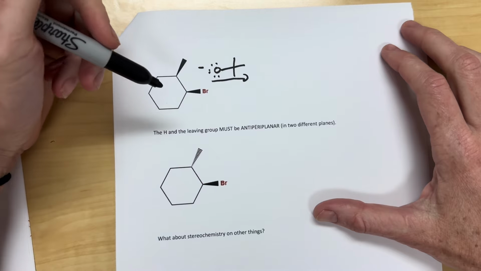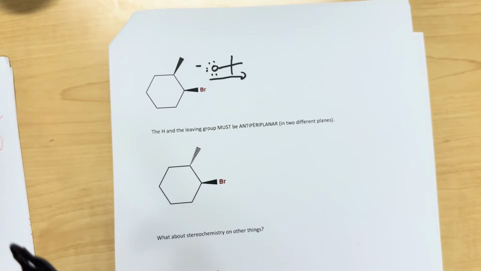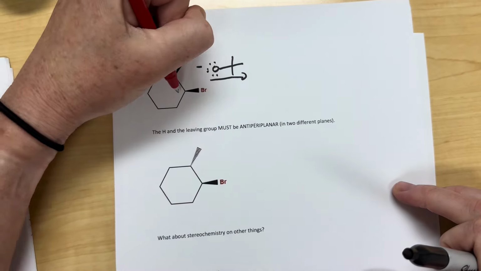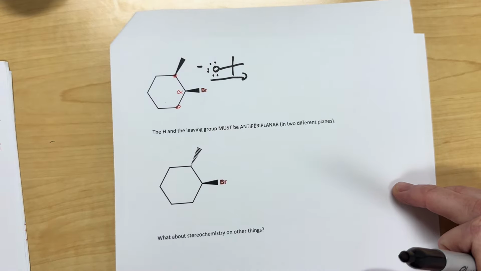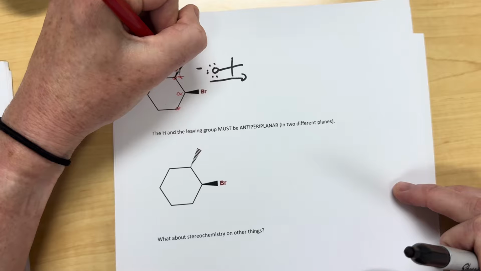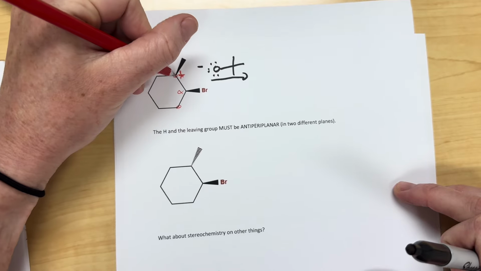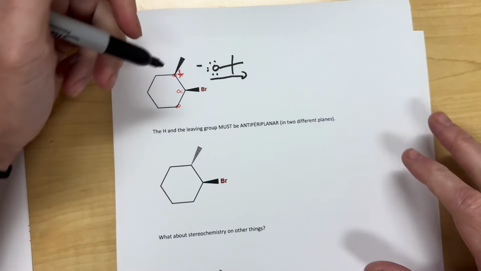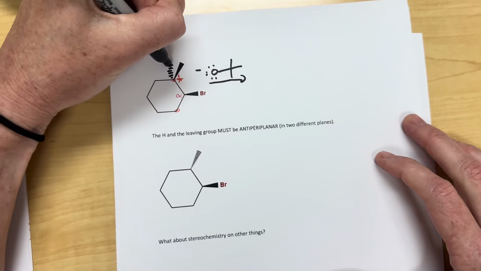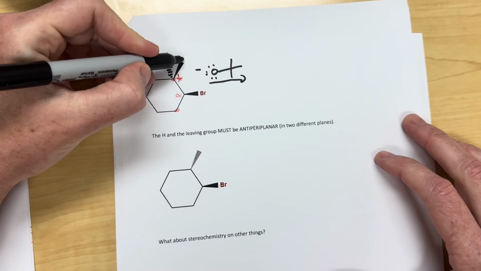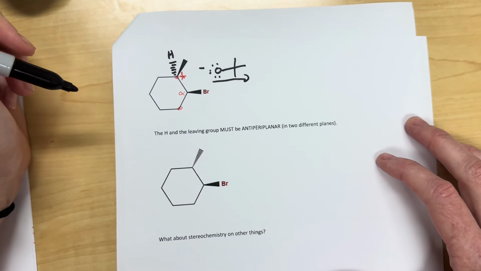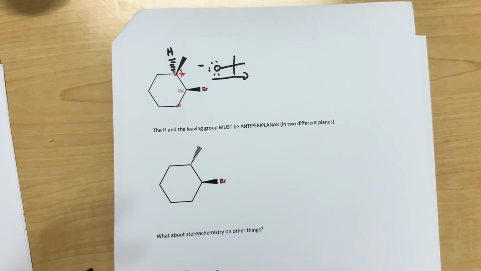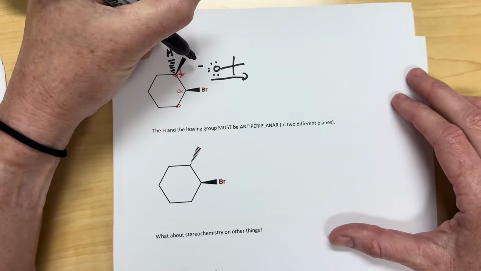Hopefully you agree. If this is our alpha, that this and this are our betas, right? This one's the more substituted, so this one should be the one we're interested in. Now, let's draw that hydrogen. If this methyl group is on a dash, this hydrogen has to be on a wedge, right? And that's good. And we'll talk about why here in a second.